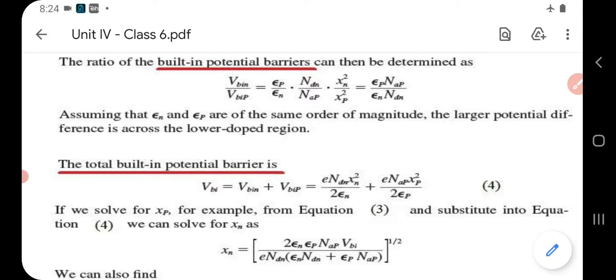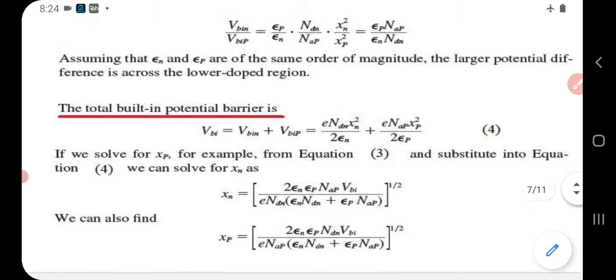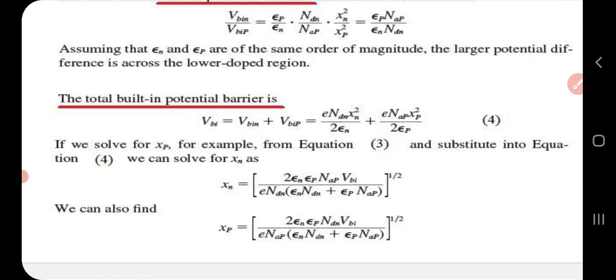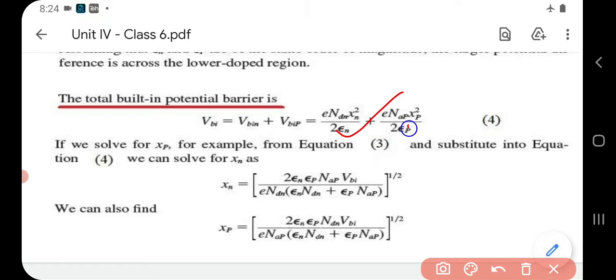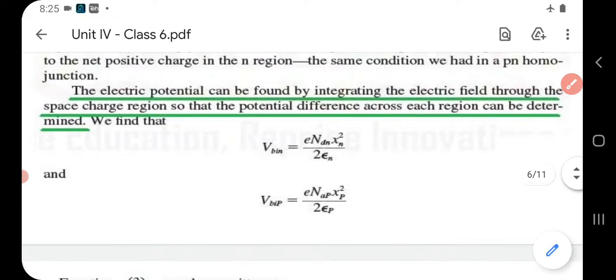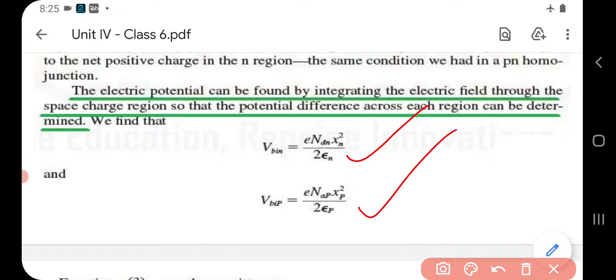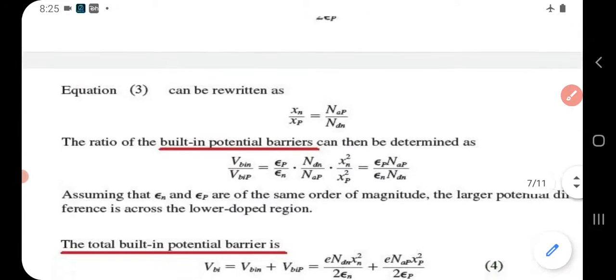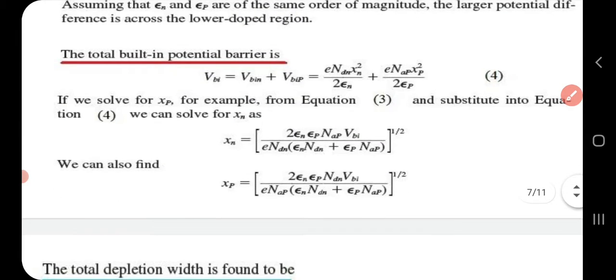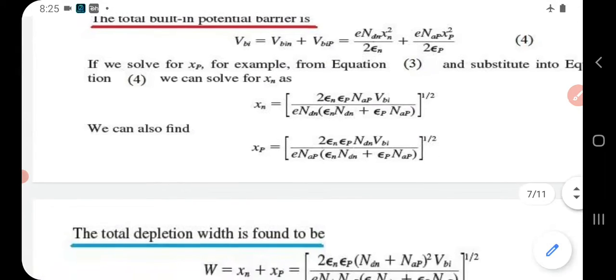Hence, the total built-in potential barrier will be equal to VBI, that is total built-in barrier is equal to built-in potential barrier across N region plus built-in potential barrier across P region. So you just add those two terms that we have already discussed. See, here we have discussed these two terms, right? So you just add these two terms, then you will get the total built-in potential barrier as this, equation 4.